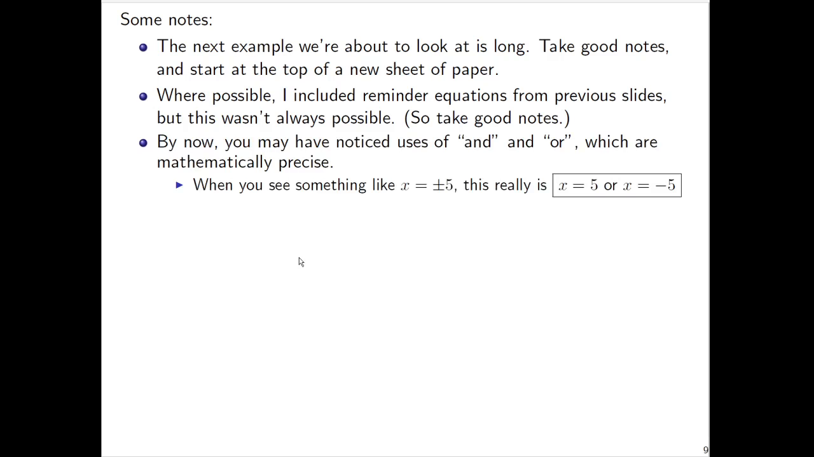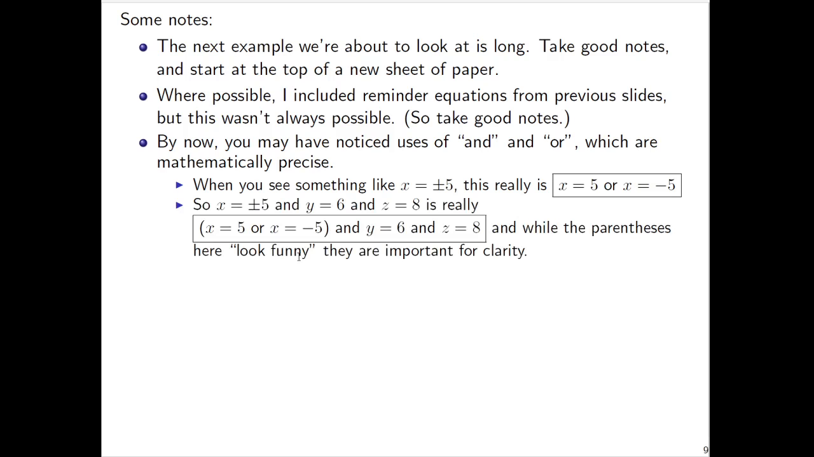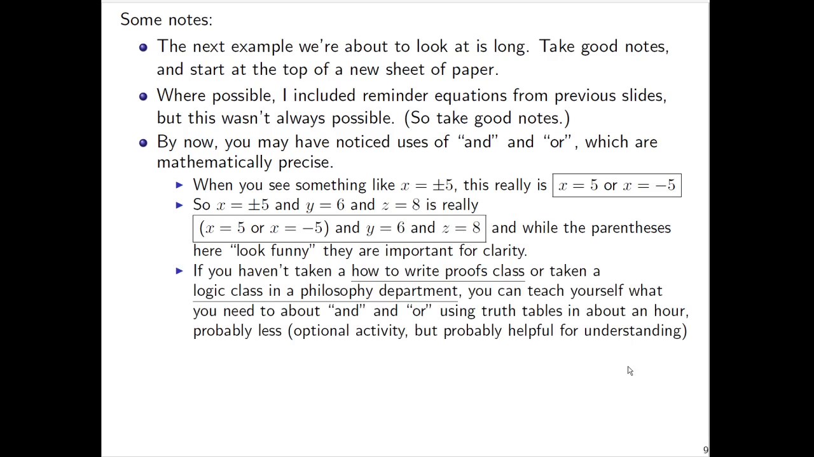By now you've noticed the uses of "and" and "or", which are very mathematically precise. When you see x equals plus or minus 5, notice I even said the word "or" between plus and minus. So plus or minus 5 is really x equals 5 or x equals negative 5. So if you see x equals plus or minus 5 and y equals 6 and z equals 8, this is really as shown in the box. And apologies for the parentheses. They look a little funky, but I think they're very important for clarity.